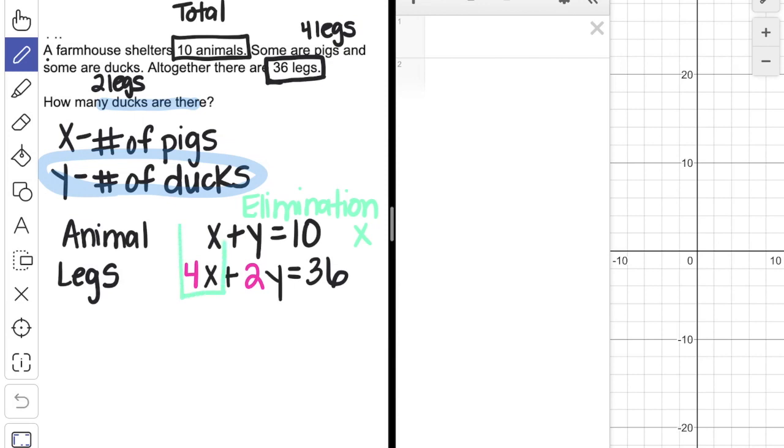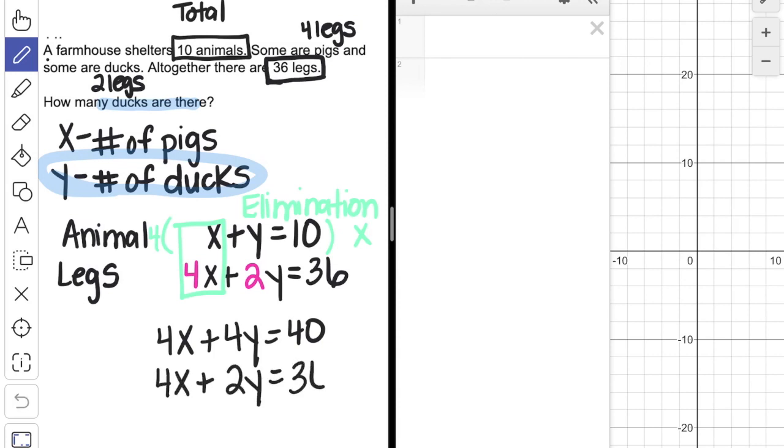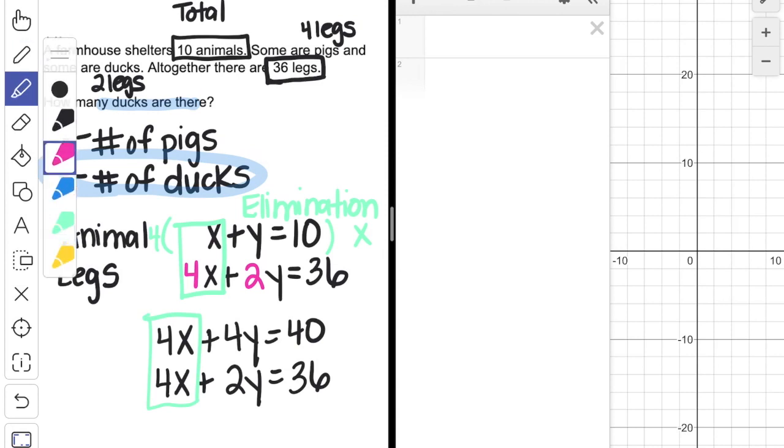So in order to eliminate x, I'm going to multiply this whole top equation by 4. All right, so this is going to be 4x. 4 times y is going to be 4y. And then 4 times 10 is going to be 40. All right, so I'm going to bring down my other equation. We did not multiply anything there. And in order to eliminate, meaning we're going to get rid of, if I add 4x and 4x right here, that's going to give me 8x. That's not going to eliminate anything. So we're going to make sure that we are subtracting in this problem.